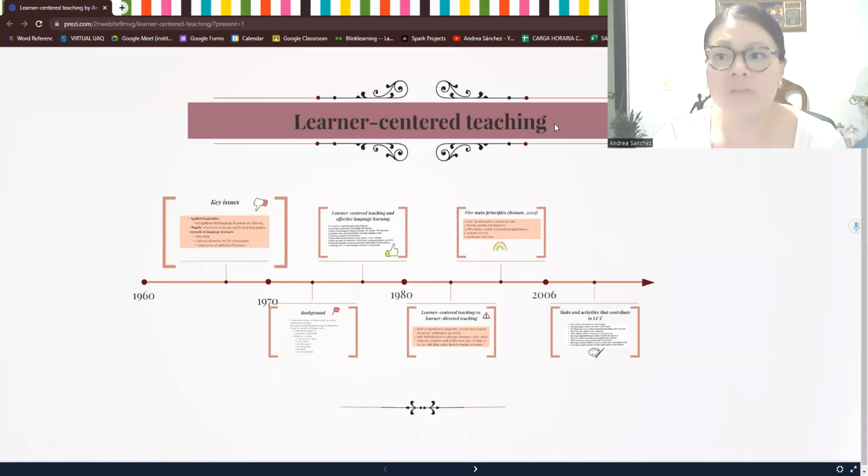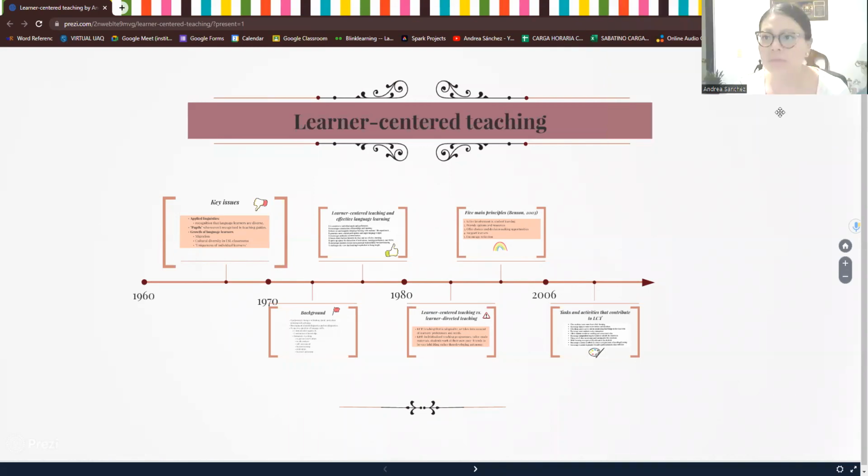So we were discussing what is called learner-centered teaching. Let me make myself a little bit smaller. Here it is. And this is a timeline that starts from the 60s. We were talking about some social movements in the 60s. We got to the point of the 70s, and that was it. So we are going from the 60s, 70s, 80s, and the beginning of this millennium.